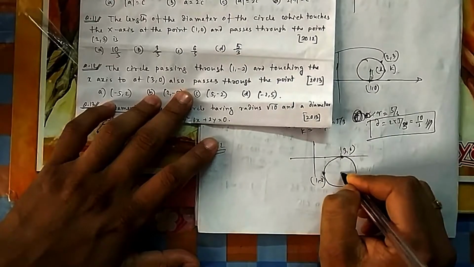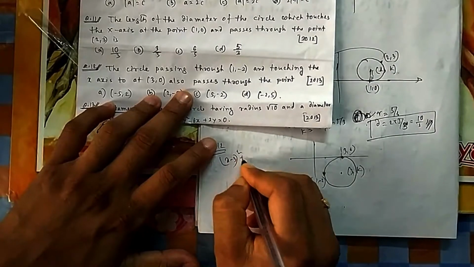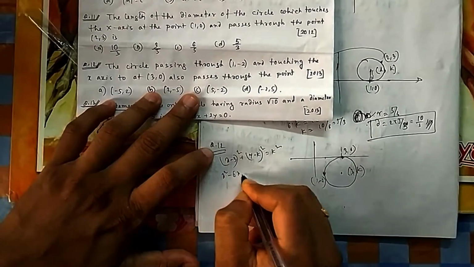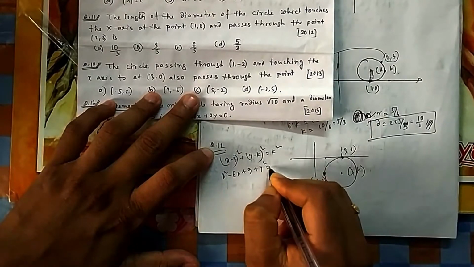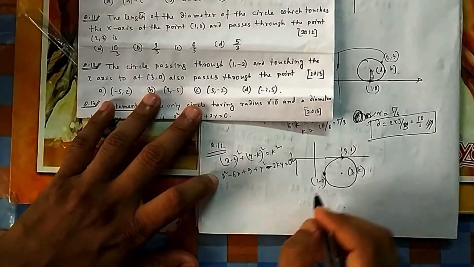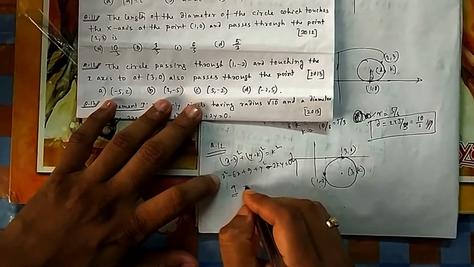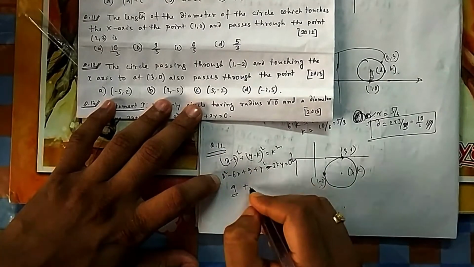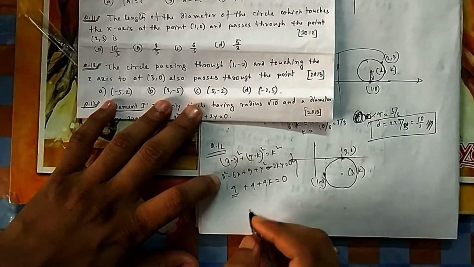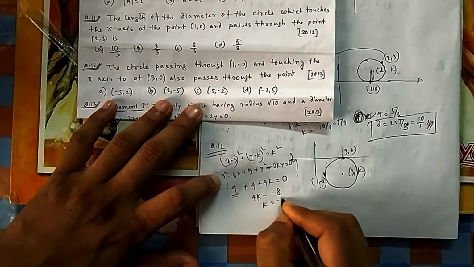So what will it be again? The center will be 3, k, and the equation will be (x minus 3) whole square plus (y minus k) whole square equal to k square. If you expand it, it will be x square minus 6x plus 9 plus y square minus 2ky equal to 0. Because it passes through 1, minus 2, if you put 1, it should satisfy. So x is 1, 3 minus 1 is 2, square is 4, and then y is equal to minus 2, so minus 2 square is 4, then plus 4k is equal to 0. So you will find 4k is equal to minus 8, or k is equal to minus 2.